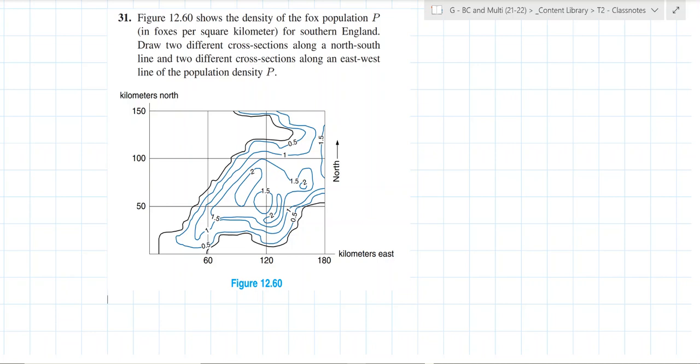So the cuts I would make, you can choose where to make them, but you're just literally going to graph what you get when you cut across. East-west is side to side. So let's do an east-west cut right here.